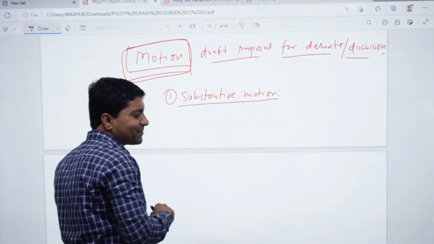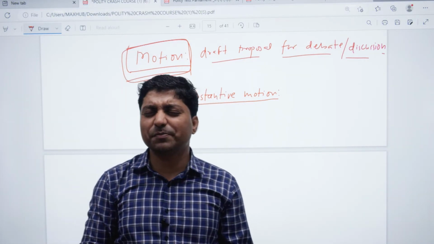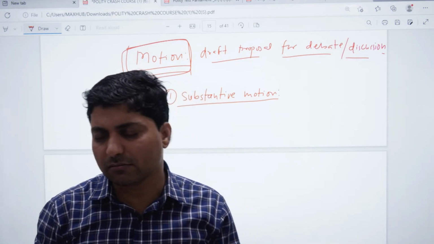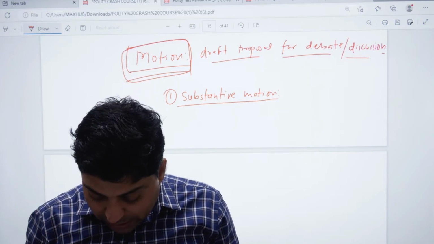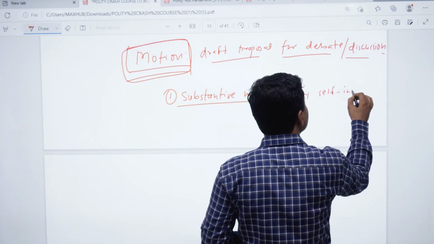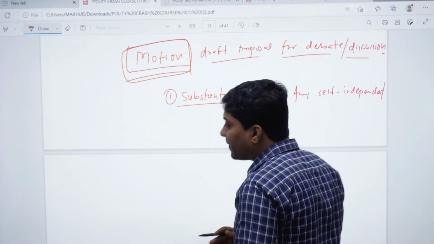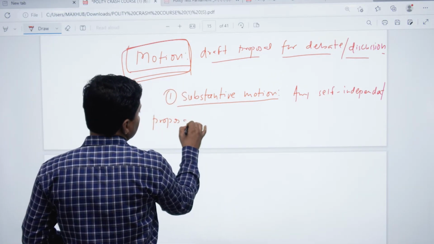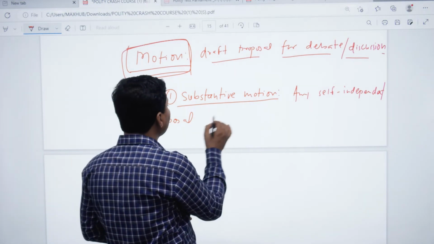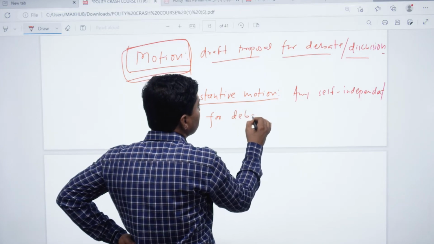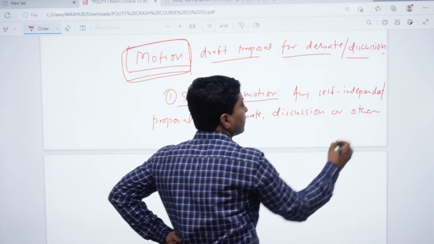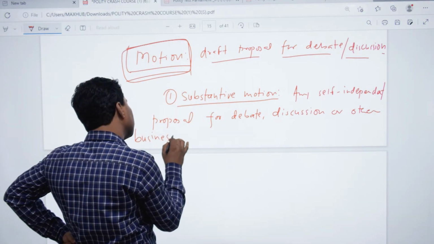One is called substantive motion. अब substantive motion क्या है कि any independent motion, कुछ भी आपने ड्राफ्ट प्रपोजल रख दिया पार्लियामेंट में डिस्कशन और डिबेट के लिए, उसको हम बोलते हैं independent motion or substantive motion. So any self-independent proposal for any debate, discussion, or other business of the parliament.